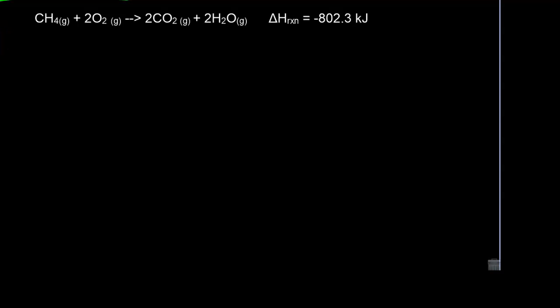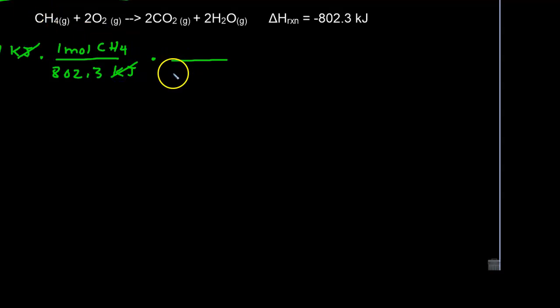So let's go ahead and get started. I have 267 kilojoules that I would like to emit. I know that 1 mole is 802.3. Again, I'm dropping both of my negatives off. And so now I need that mass. So 1 mole is what in terms of mass? And again, you need to look that up and then run your calculations.